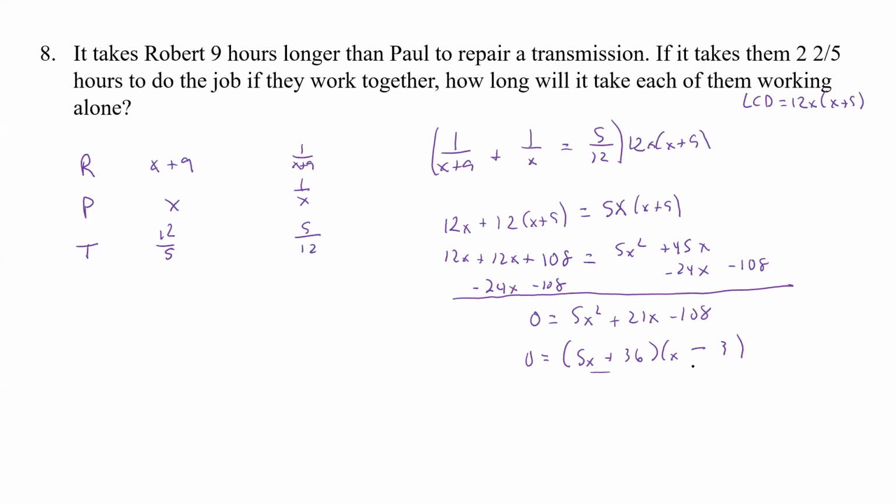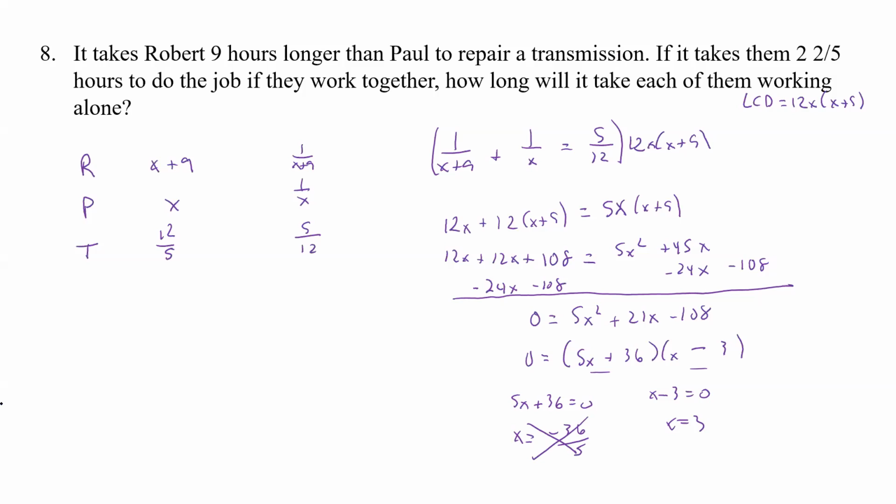So that's a plus, that's a minus. So we say each of these terms equal to 0. So 5x plus 36 equals 0. x minus 3 equals 0. So here x equals 3. So that's a possible. What about this one? Well, that says x is a minus 36 over 5. We throw that out because we have to have a positive time.